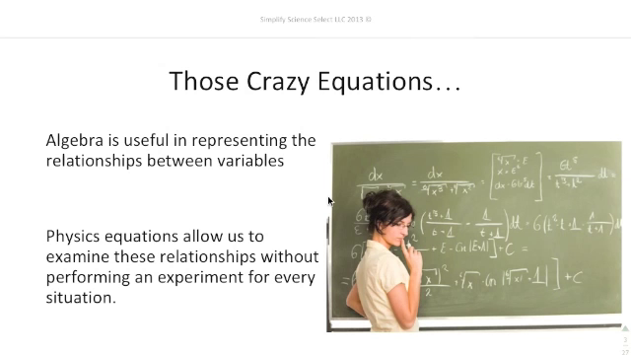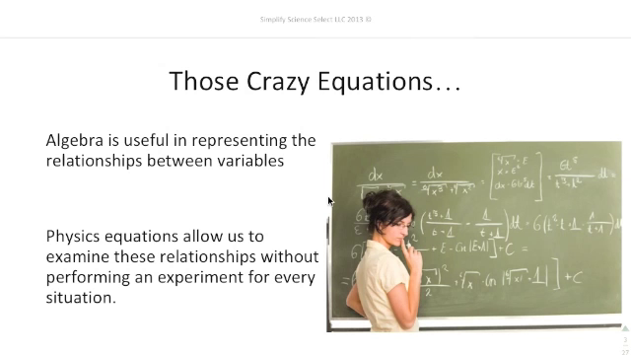Now, in physics, we have a ton of equations. Your formula chart will be a very good, useful place to look for things. There's an equation pretty much for everything that we use. So after this, and in the next lectures to come, we'll talk a lot about equations that we use. Algebra is very useful in representing the relationship between those variables.